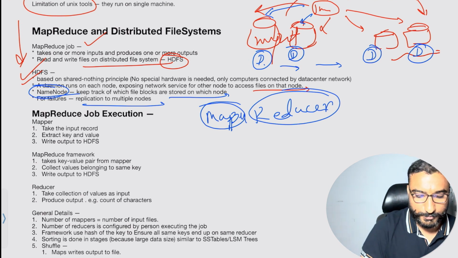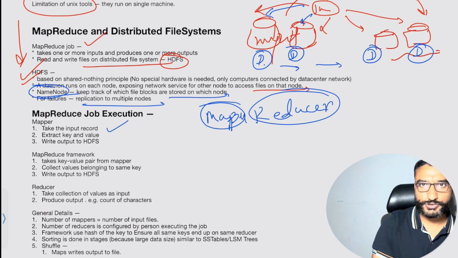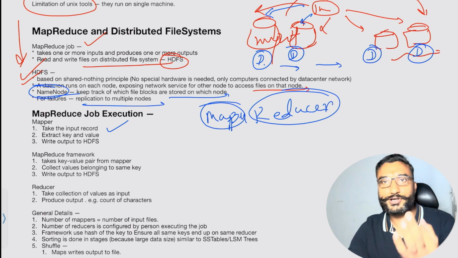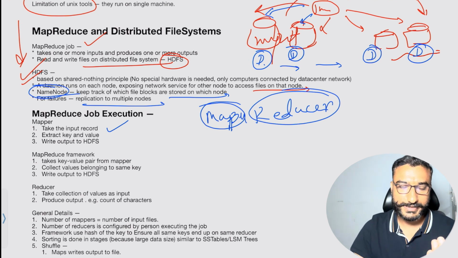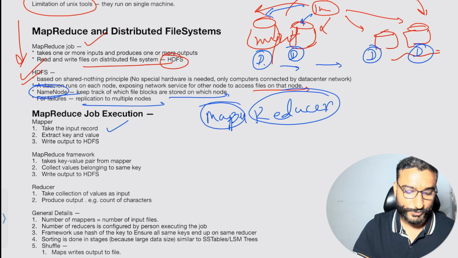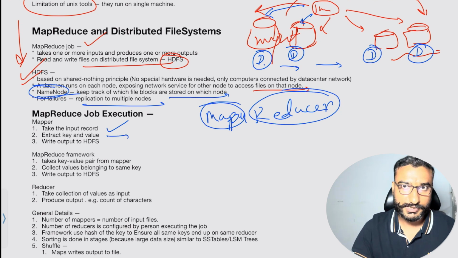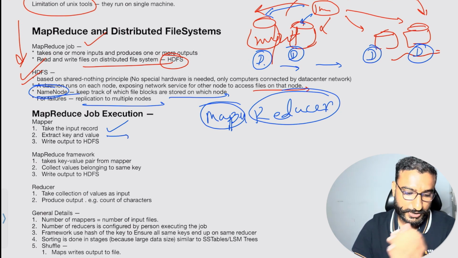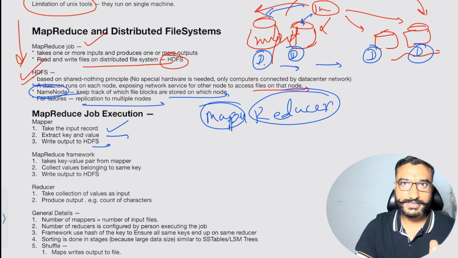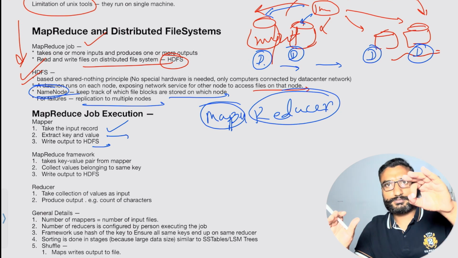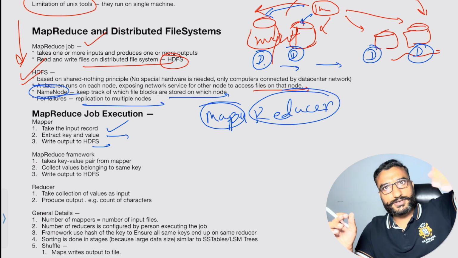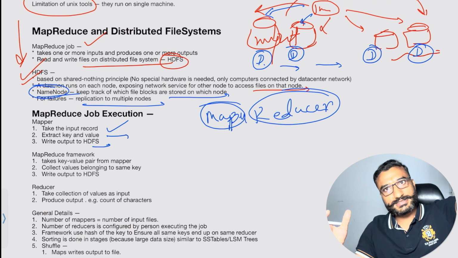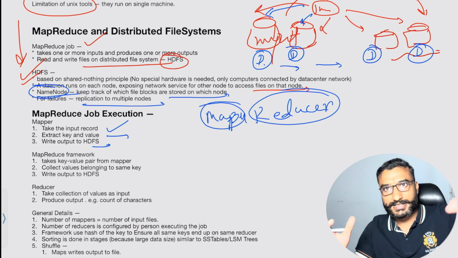So what does the mapper do? The mapper takes the input record, whatever is stored on the disk. It extracts the key and value from that record. What is the key, what is the value? Then it writes the output to the disk. The idea in MapReduce is that whatever processing is done is saved back to the disk. Nothing is kept in memory.